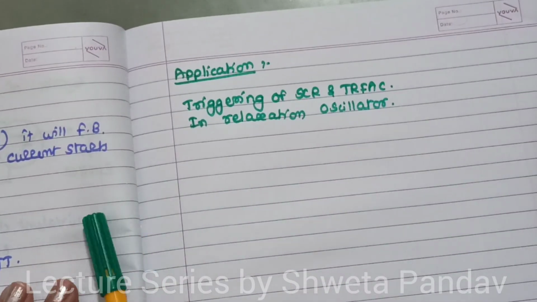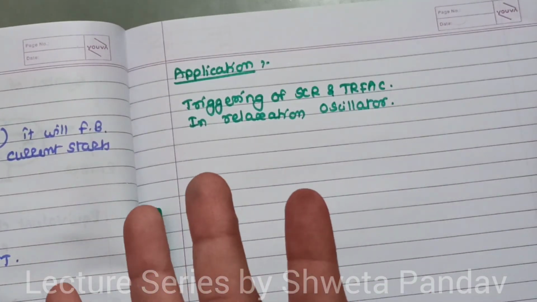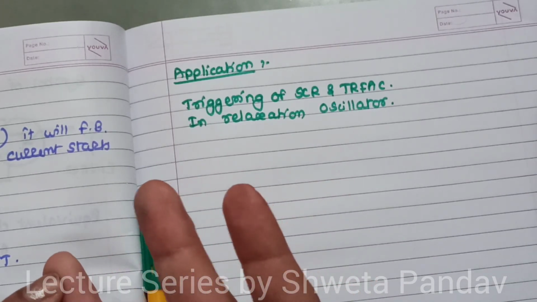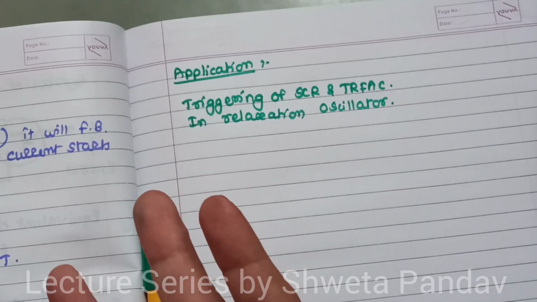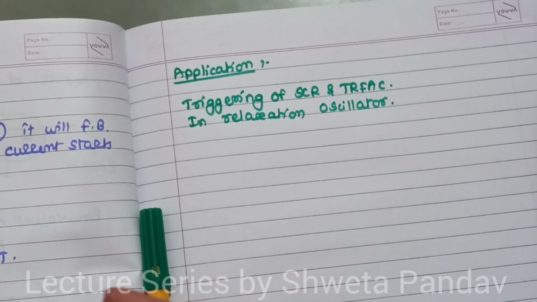So in today's session we had seen the basics of UJT, then construction of UJT, its symbol, its equivalent circuit, its working, then its IV characteristic, and finally the applications of UJT.